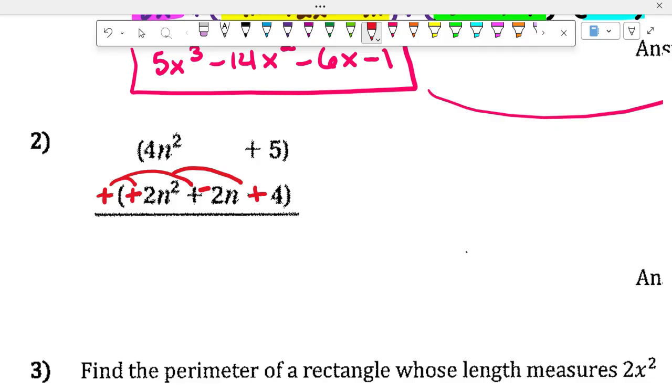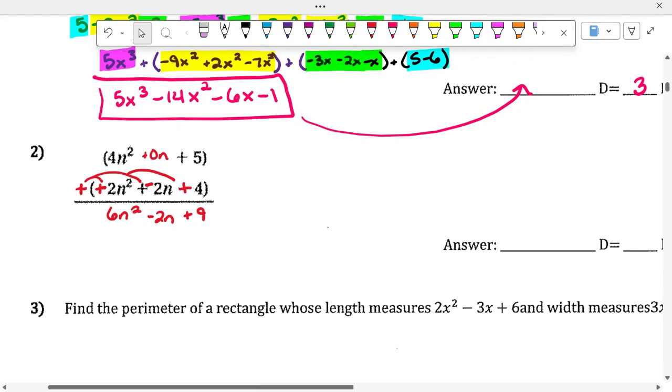So what's 5 plus 4? 9. This would be plus 9. What's 0 plus negative 2n? Negative 2n. So if there's nothing there, you can always put plus 0 in, however you want to put it, just so you know it's there. And then 4n squared plus 2n squared. 6n squared. 6n squared. And that's it. All right. So this is our answer.